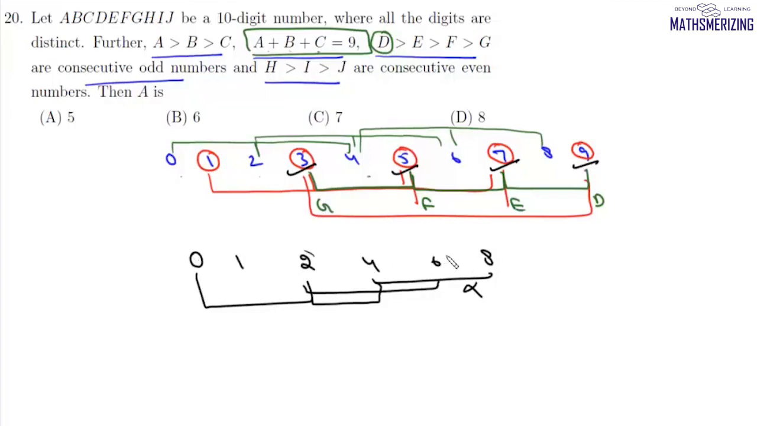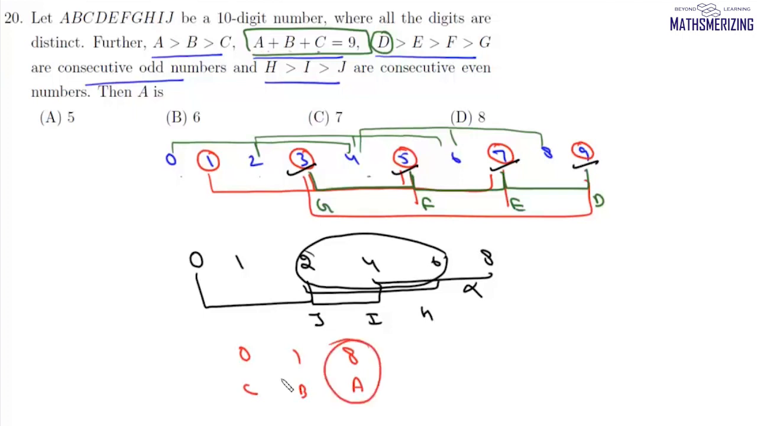So that means this set 2, 4, and 6 must be this H, I, and J. So this is J, this is I, and this is your set H. Now we are left with 0, 1, and 8. These 3 numbers must be A, B, and C. Since A is the greatest one, this is A, this is B, and C must be 0. So the value of A must be 8, and that's your option D.